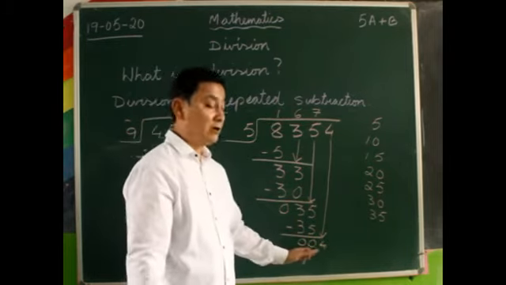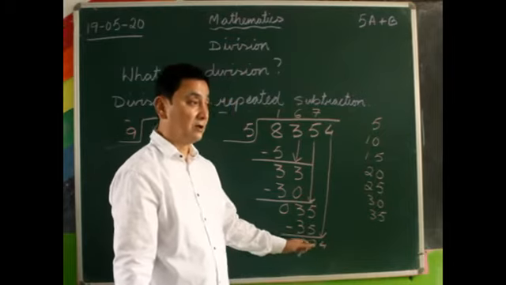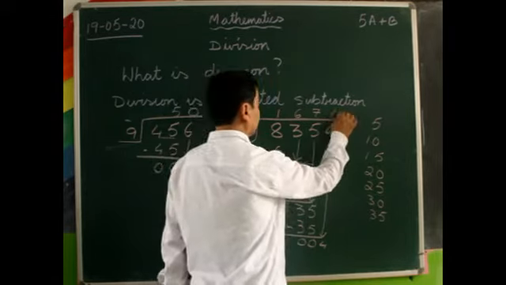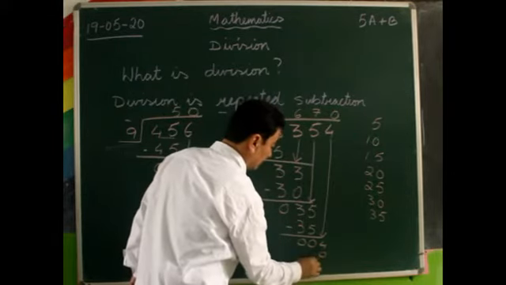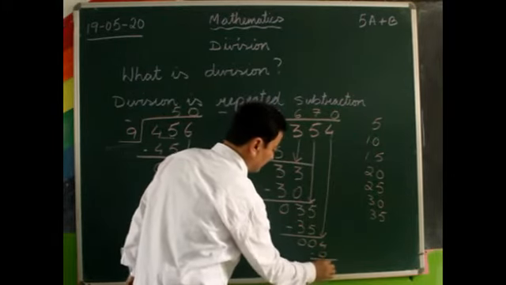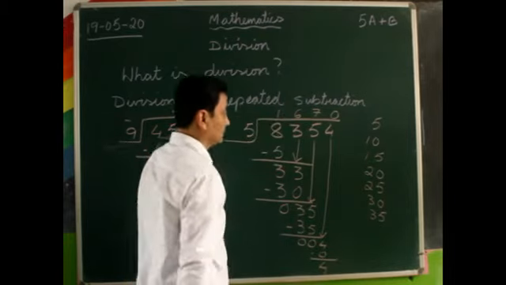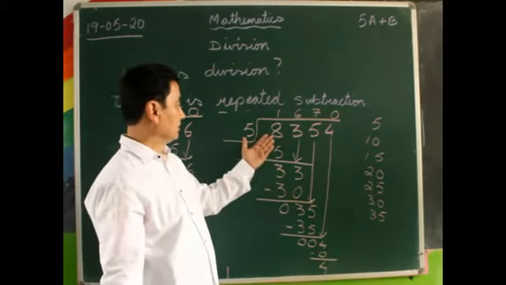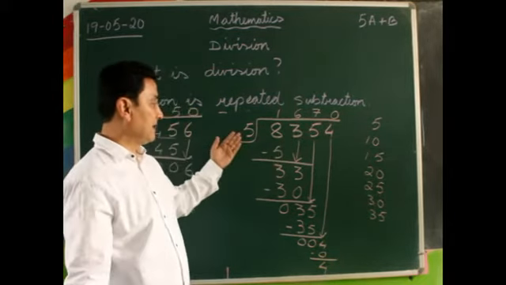And next to this last number, 0, bring down 4. 5 will go into 4 how many times? 4 is smaller. So 5 is not going to go. So how many times? 0. 5 zeros are 0. What is the remainder? 4. So see how it's done. Okay, let's have a look again. So 8354 divided by 5.